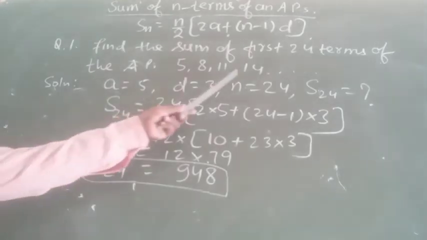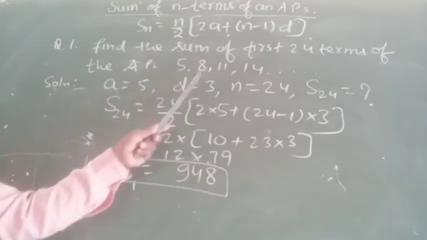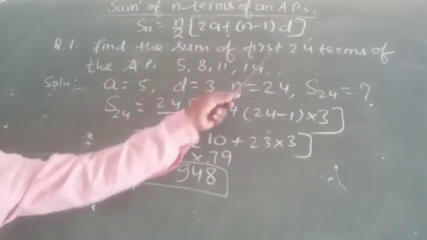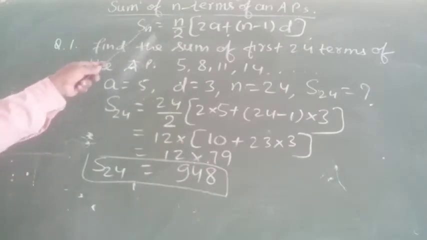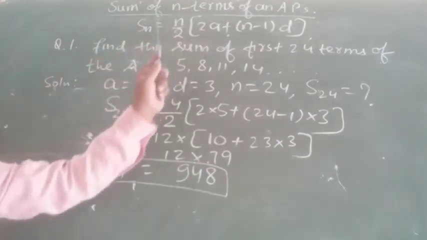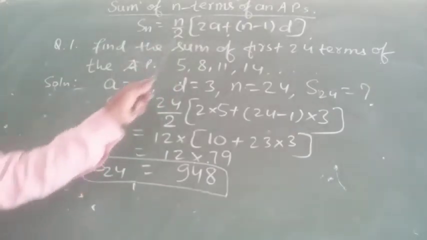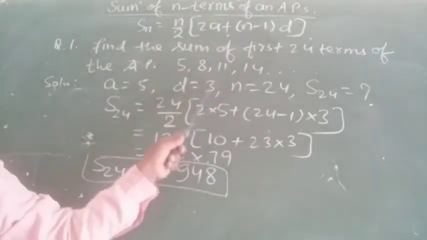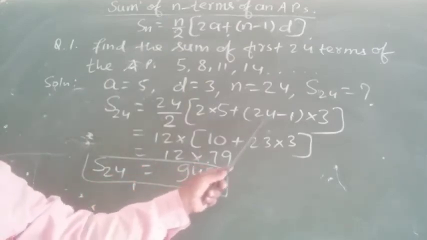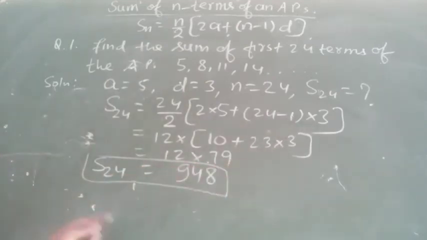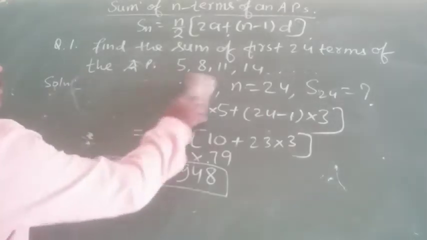First check in this AP, what is the first term? What is the common difference? How many terms do you have to take? 24 terms. Go through this formula: n value 24, put 24 here, 24 here also. The first term value is 5, put 5 here, and the d value is 3, put 3 there. So 24 by 2, 2 into a, 24 minus 1 into 3. Do the calculation, get the answer. Thank you. Now the next question.